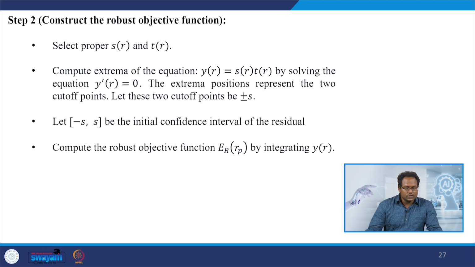Then step 2, construct the robust objective function, which is very essential here. Select proper S of r and T of r. Compute extrema of the equation y of r equal to S of r into T of r by solving the equation y prime of r equal to 0. The extrema positions represent two cutoff points. Let these be plus or minus sigma. Let minus sigma to plus sigma be the initial confidence level of the residual. Then compute the robust objective function ER of RP by integrating y of r.